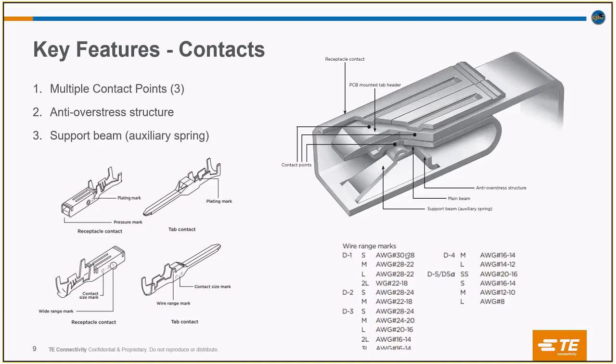Now we do have the wire sizes, the AWG from 30 to 28. I think it's small, medium, large, XXL, 28 to 22. Again, these are the wire range marks for the contacts in which the dynamic series can be used.